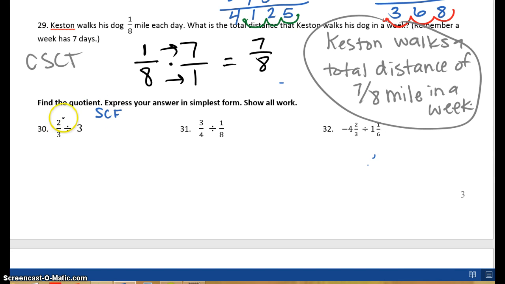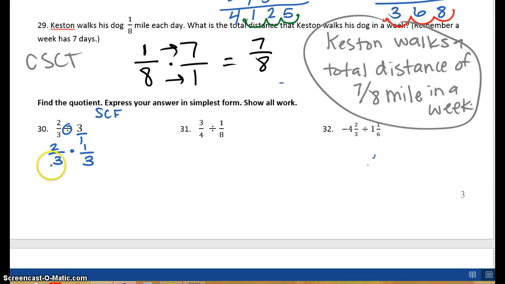We keep the first number the same, change that sign, and flip our next number, whether it be a whole number or a fraction. We're going to use the inverse there. So we're going to keep 2/3 here. Change this division to multiplication. And this 3 is like 3 over 1. We're going to change that to 1/3. Now all we do here is multiply across.